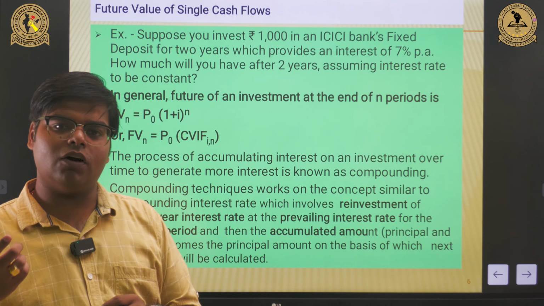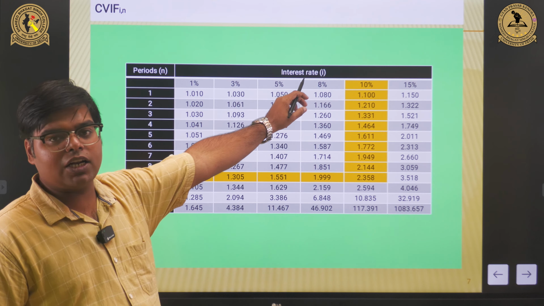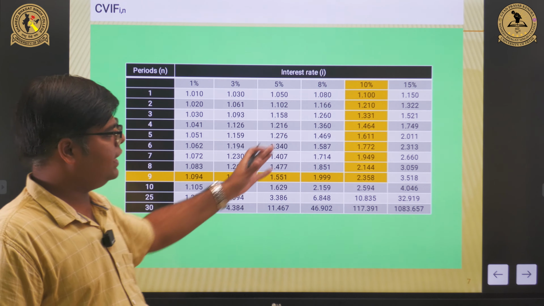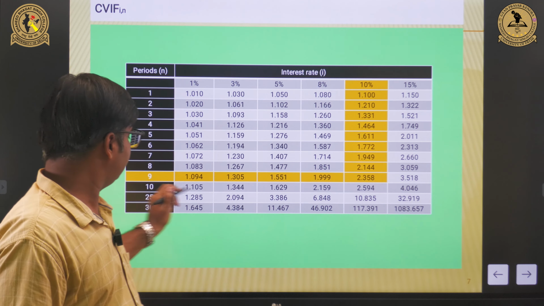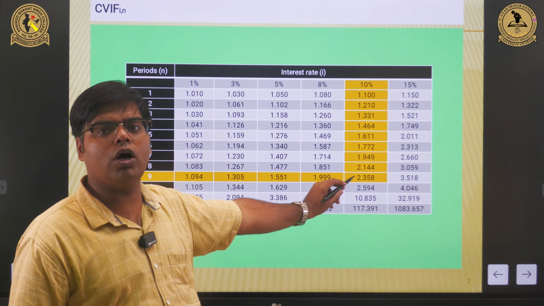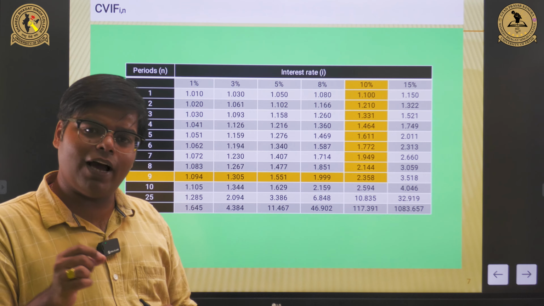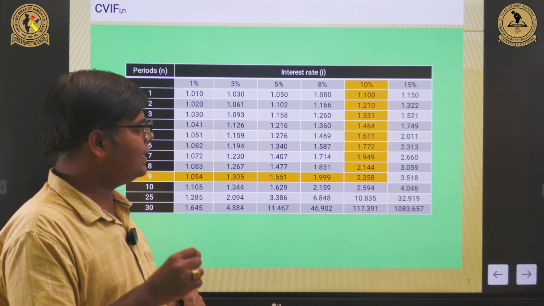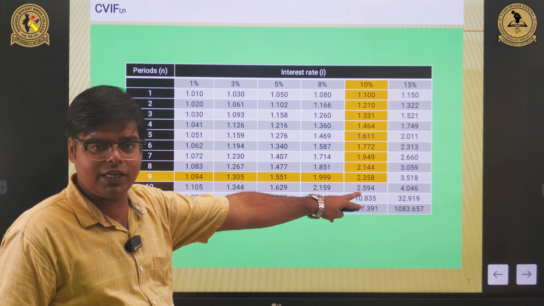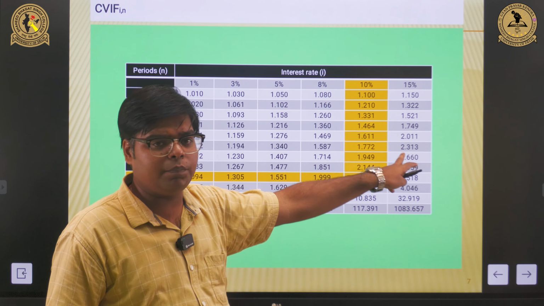This is a table in the form of matrix wherein the interest rate are on the top side and the time period is on the left side. If I am saying my interest rate is 10% and the time period is 9 years, so the value comes out to be 2.358. What does this indicate? It means that if I have invested 1 rupee, then the invested amount of 1 rupee will become 2.358 rupees after 9 years, assuming the interest rate as 10%.